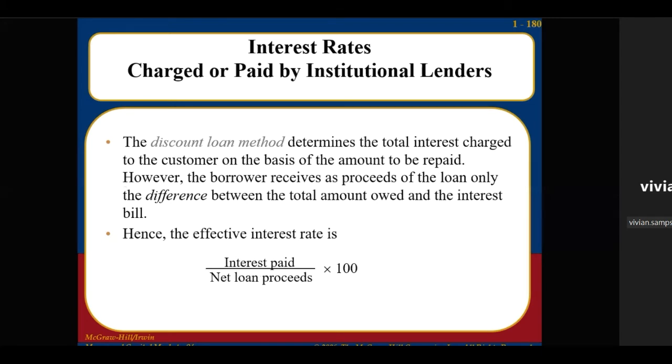Then we have this one, the home mortgage type of loan. Have you heard of the amortized type of loan before? Amortization, have you heard of that before? Yes, but I don't know how it's done. So this is how the amortized type of loan works.